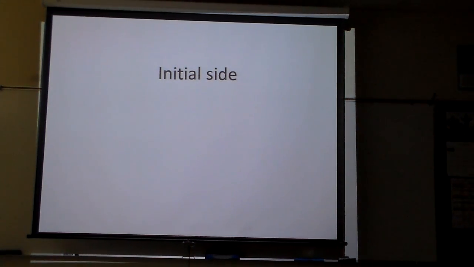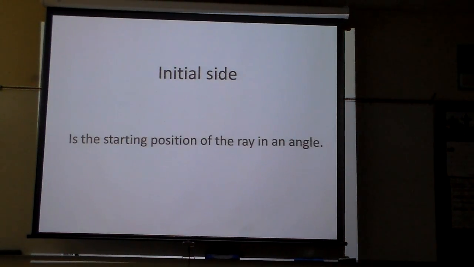Initial side. An angle has two sides. The initial side is the starting position of the ray in an angle. In other words, initial is another way of saying starting. Notice I said initial and starting, and I use starting in the definition. The starting position of the ray in an angle.